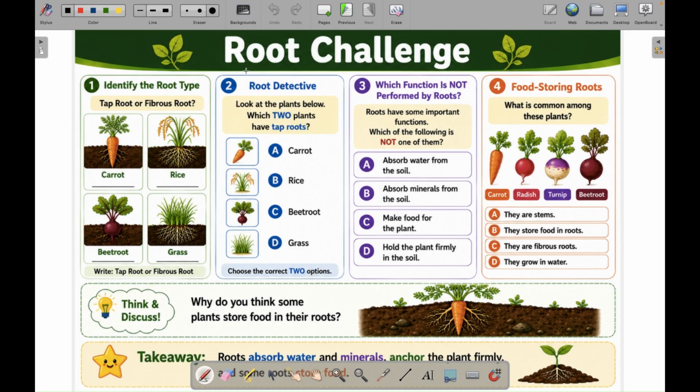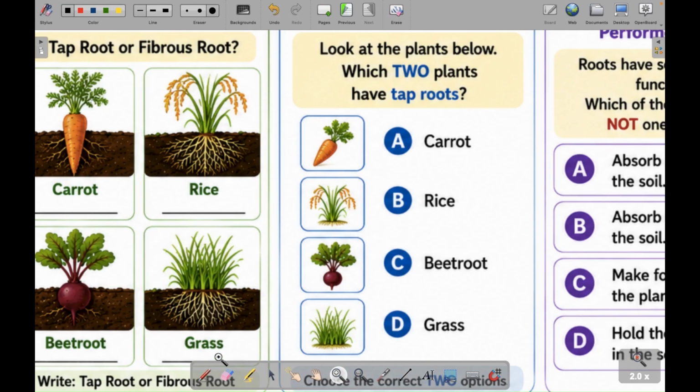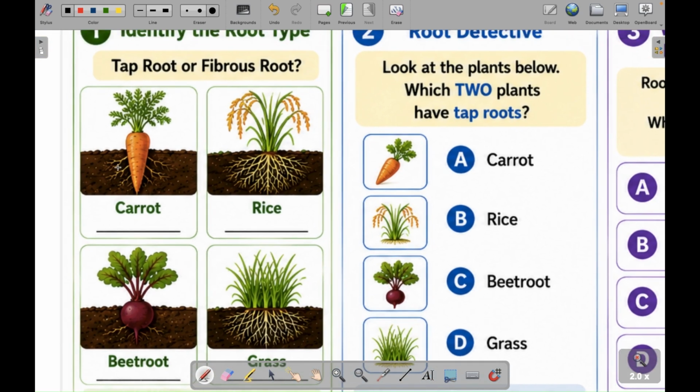Okay, now we are done with this chapter on roots, or this topic on roots. We'll just see some questions to check our understanding. In the first question, we have to identify the root types, whether it is a taproot system or a fibrous root system. Carrot is a taproot system because it has a main root. Right, so try answering it on your own. You can pause this video, try to answer it on your own, and then check back while we are discussing this answer.